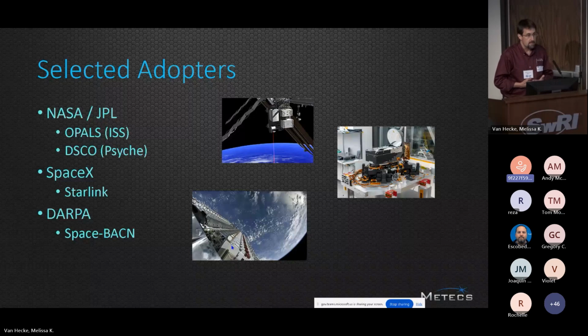Finally, DARPA is getting into this as well with what they call their Space-BACN, which is their space-based adaptive communication network. And they're looking at it from defense. They're looking at it from interoperability. I believe Telesat just got the contract for their interoperable terminals. But everyone wants to get into the optical communication market.